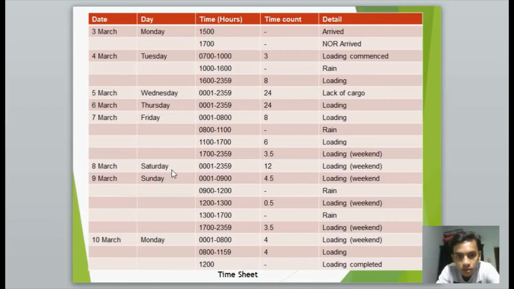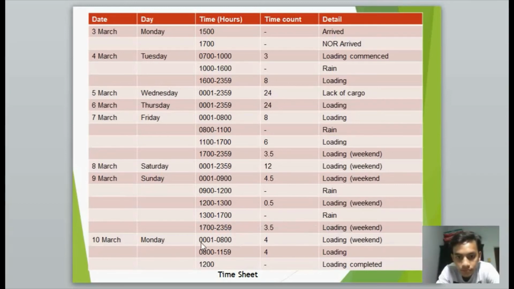On 9 March, the loading still continued, and the rain started at 0900 hours until 1200 hours. It is still the weekend and we count it as half of the total time. After that, the loading continued and we count it as half. The rain started to pour again until 1700 hours, and the loading still continued until midnight.